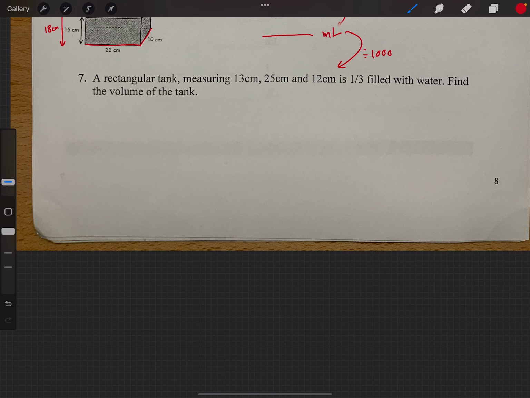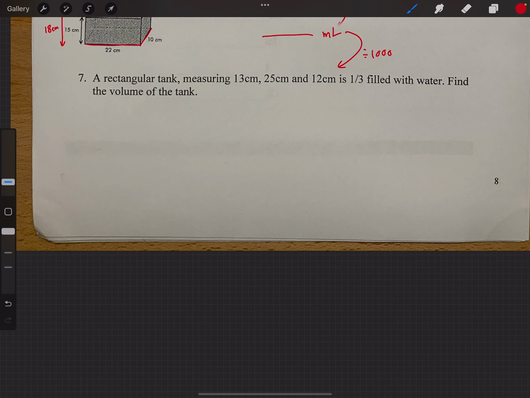So each side must be 5 centimeters long, right? So each side is 5 centimeters. 27, we know that's going to be 3 times 3 times 3, so each side must be 3 centimeters. And so on. You do the rest.